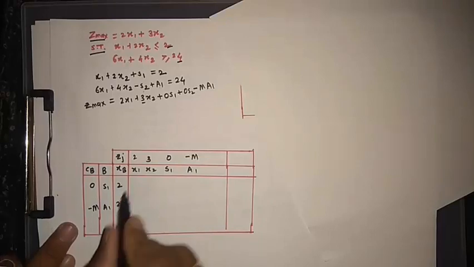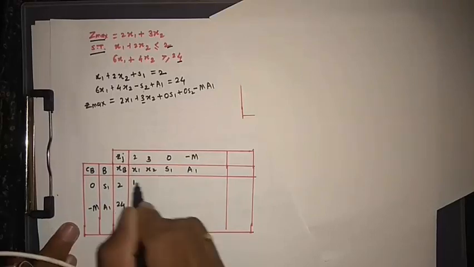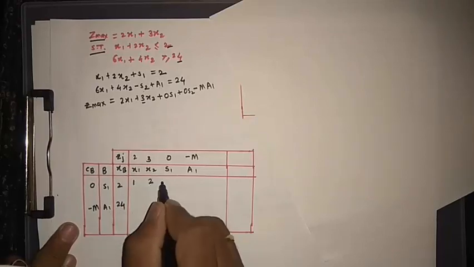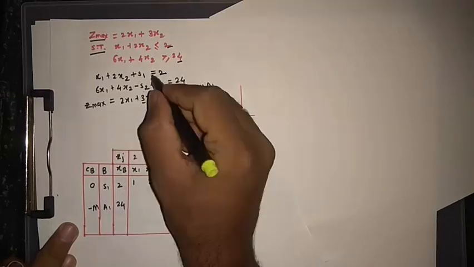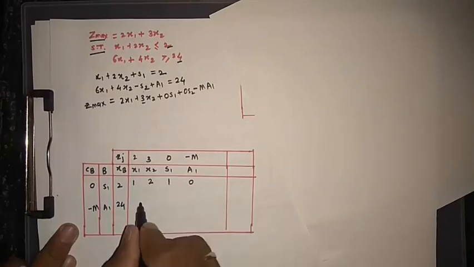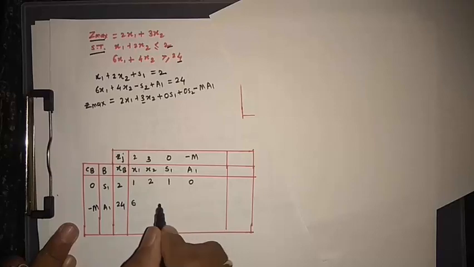So first of all, in the first constraint we have the value of x1 as 1. After that x2 having the coefficient of 2. After that s1 having the coefficient 1. After that, in this case, the coefficient of a1 is 0. Okay, after that, when we consider the second constraint, we have x1 having the coefficient 6. After that, x2 having the coefficient 4.